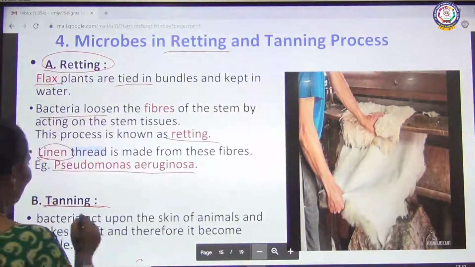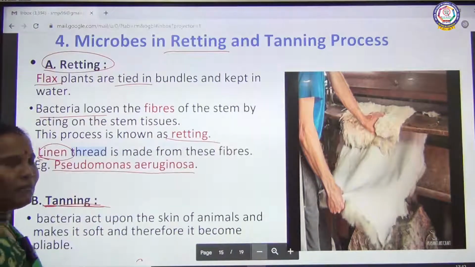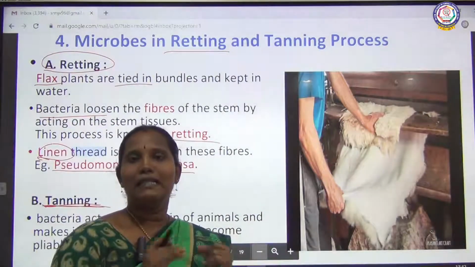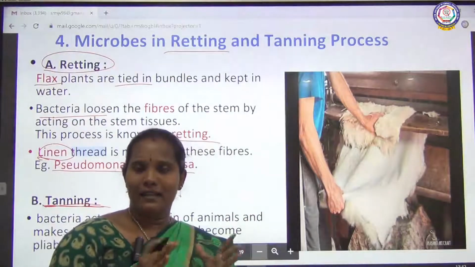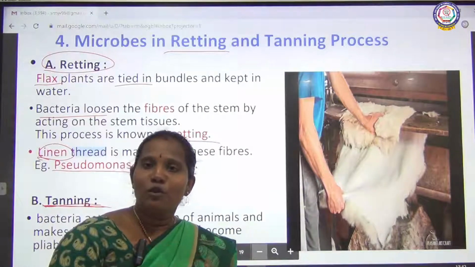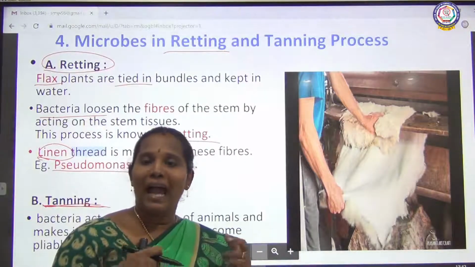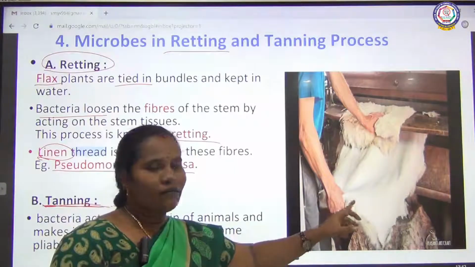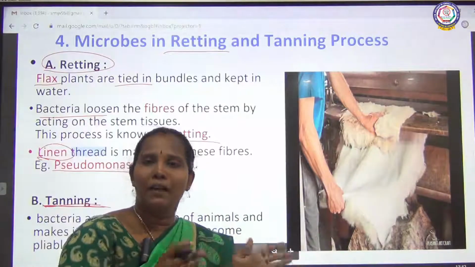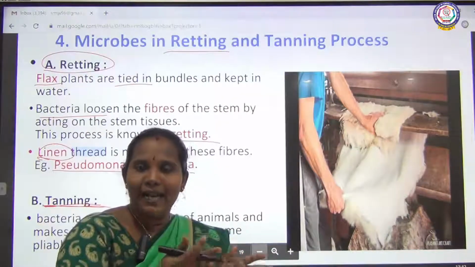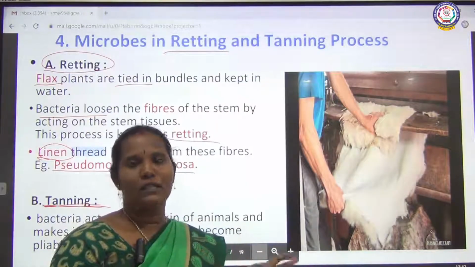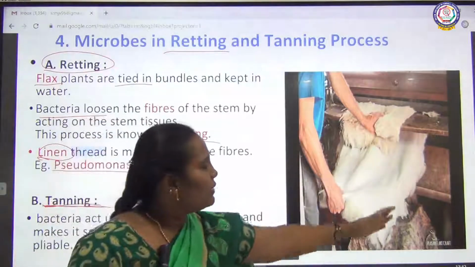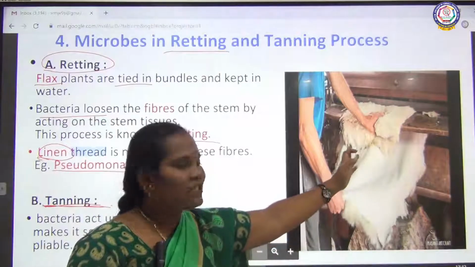Then the next one, tanning. Tanning means, see the picture, there are some animals, and we know very well that the skin of the animal is used to prepare a coat, a handbag and things like this. How the skin of the animals is separated and made like a cloth, this process is called the tanning process. See, this is the skin of one animal, a sheep, I think.